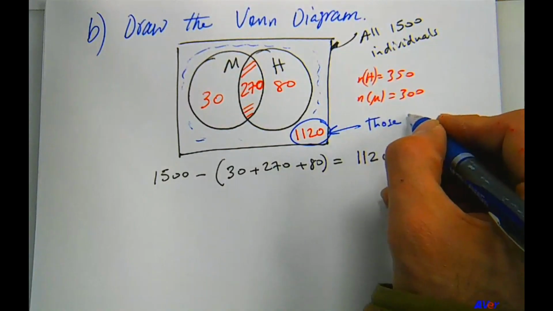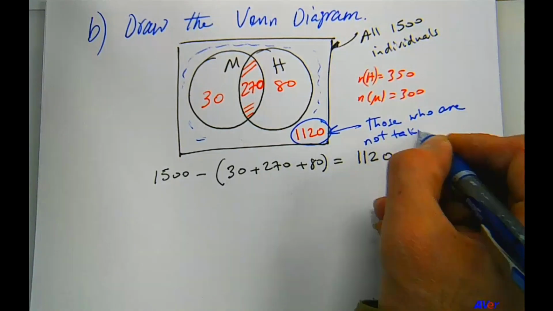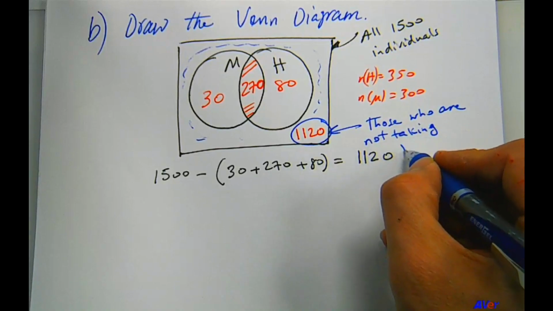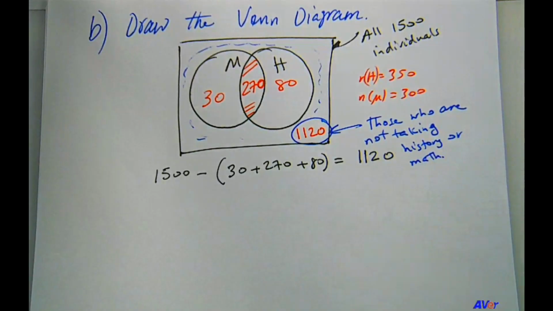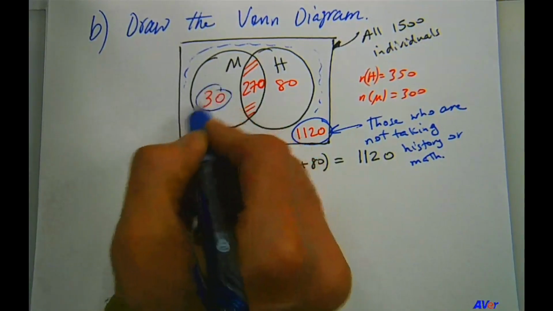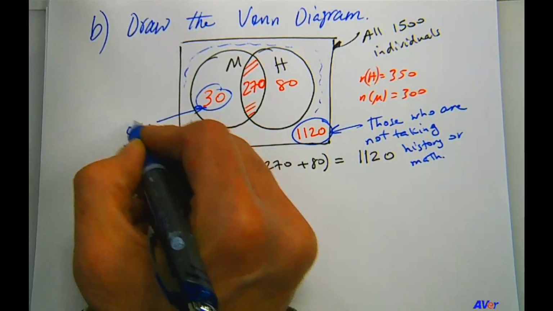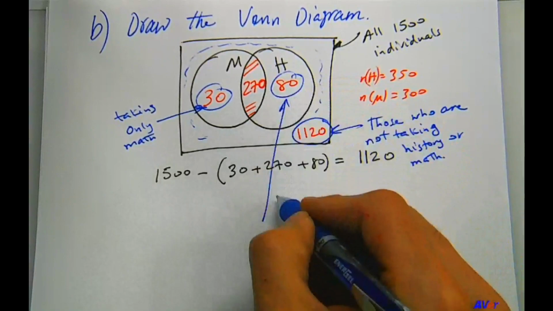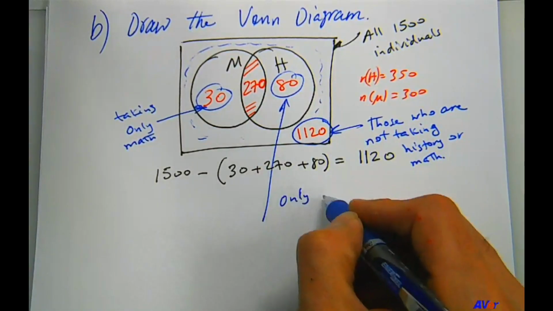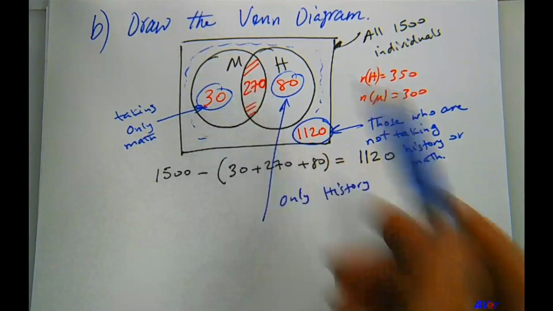Those who are not taking history or math. Okay. And then these people are taking only math, right? Taking only math. And these people are taking only history. And of course, that junction part is where 270 are taking both.